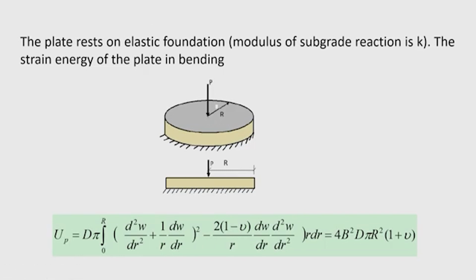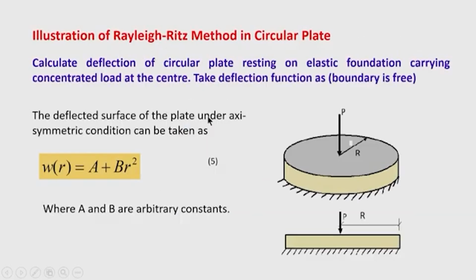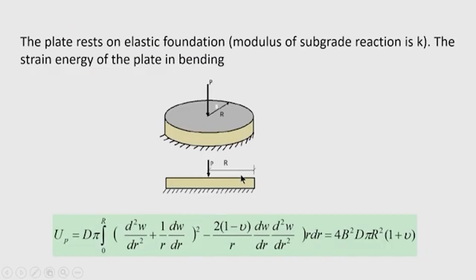Load is applied at the center. So, deflection at the center is only to be used for calculating the load. So, deflection at the center, according to our assumed expression, if we put r is equal to 0 here, deflection at the center is A.